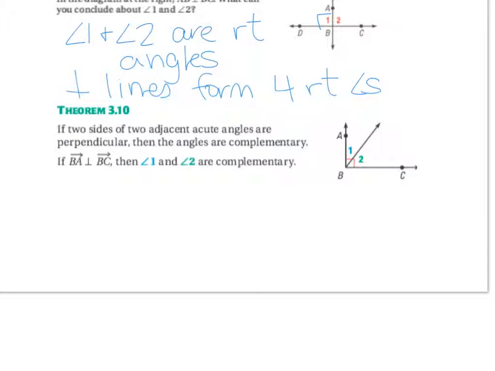Okay, and our other theorem: if two sides of two adjacent acute angles are perpendicular, then the angles are complementary. So what that's saying is I have two acute angles, they're adjacent, so they share a side, and their non-common sides are perpendicular. So then the two angles are complementary.